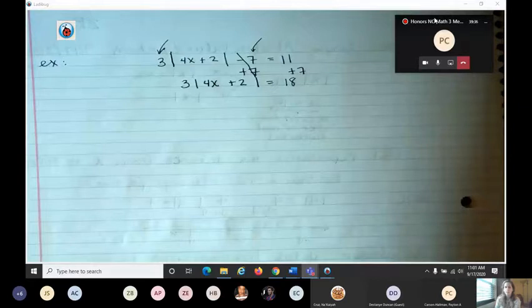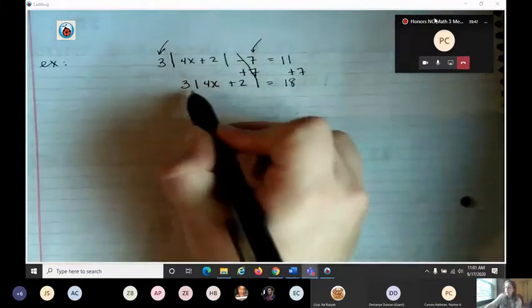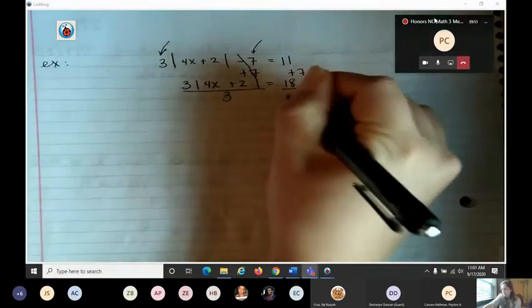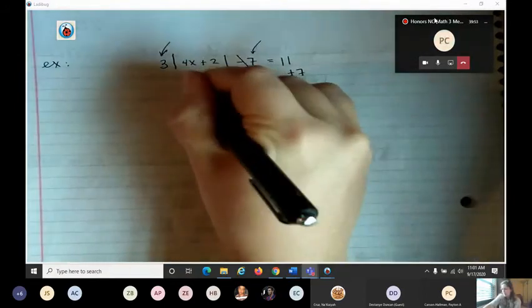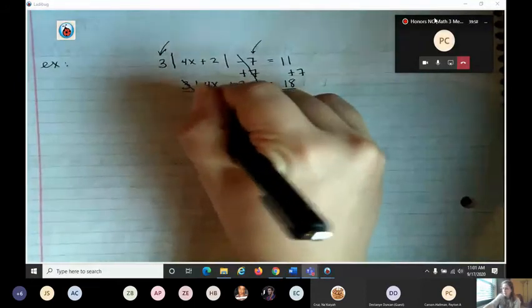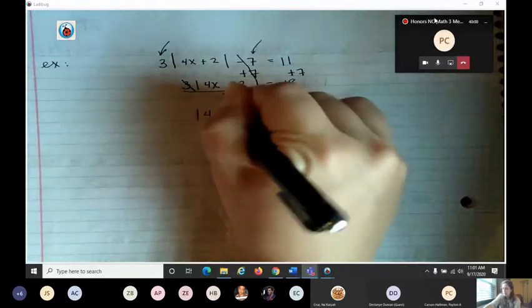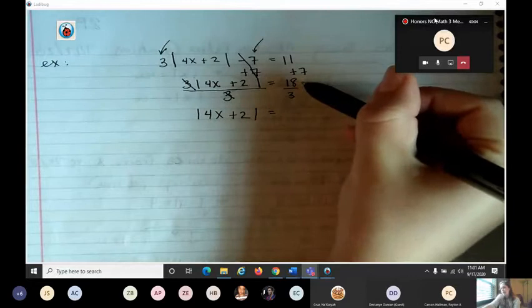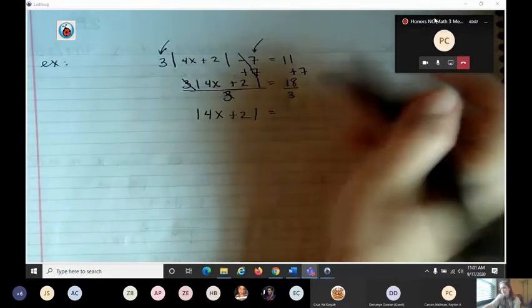Okay, now there's still something left outside of our absolute value bars, and we need to get rid of it. We've got to get rid of the 3. So I'm going to divide by 3 on both sides. Okay, then the 3s here will cancel. And I'm left with the absolute value of 4x plus 2 equals, and then 18 divided by 3 should give me 6.